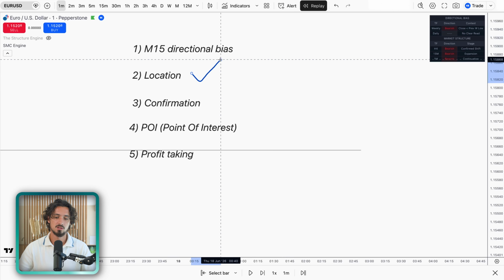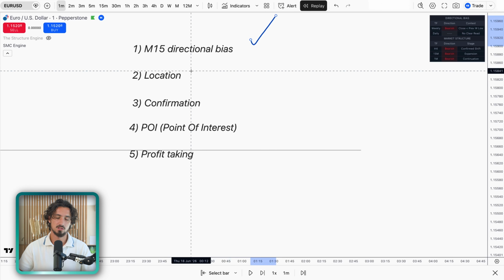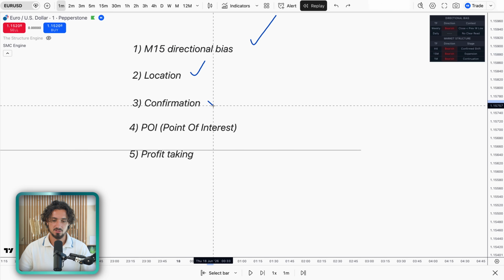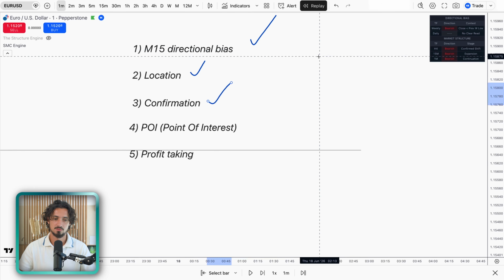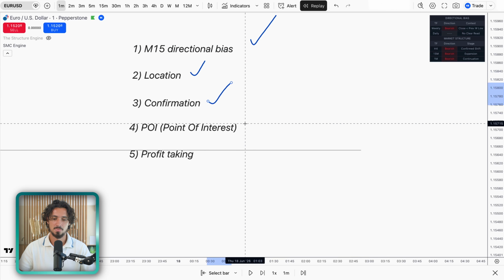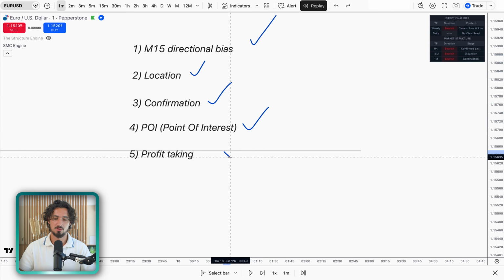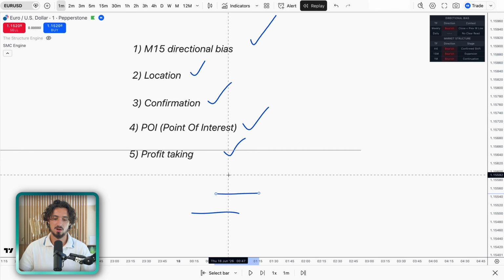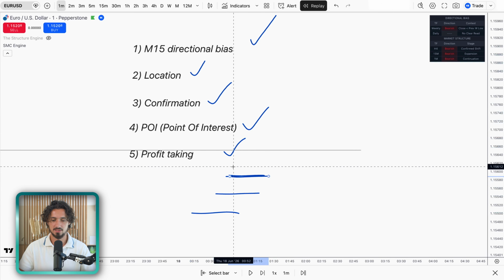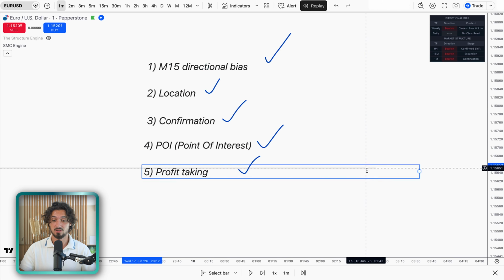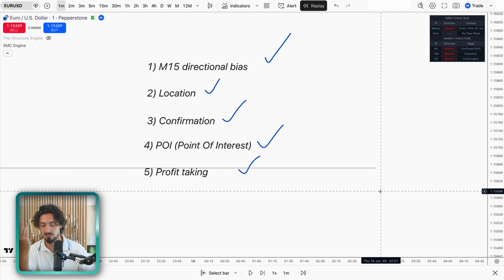Again, for location, I use the Asia high or low or the London high or low. Again, for me, I just put it into my indicator because why not? Confirmation, lower time frame shift. Again, put it into my indicator. Point of interest, fair value gap or order block, always put it into my indicator. And then profit taking: the swing low, 5R, previous day's high, previous day's low. Again, put it into my indicator. So that's why I built it. I built it for myself because it just makes my trading easier. Now that I have it, I literally couldn't live without it.